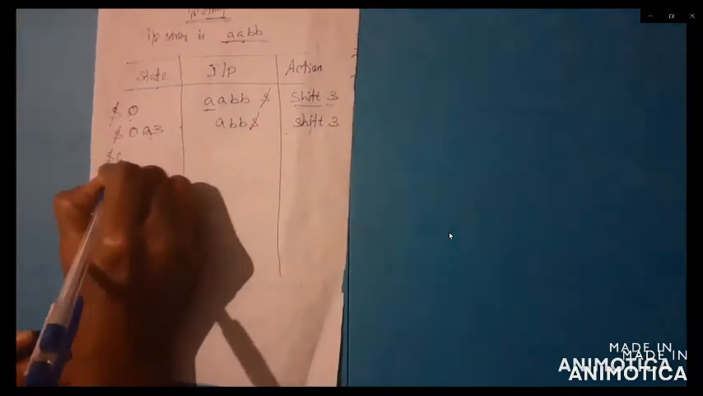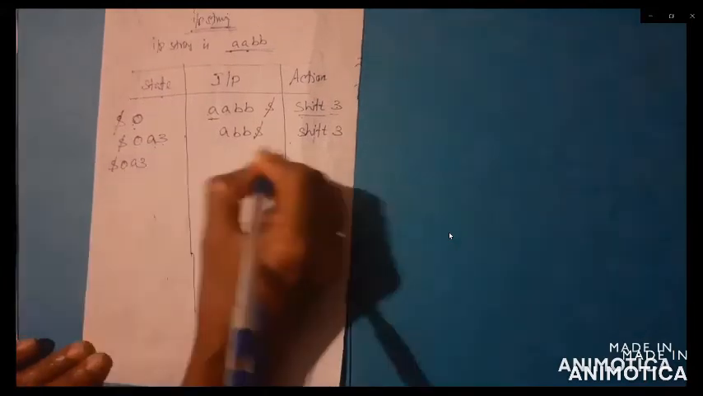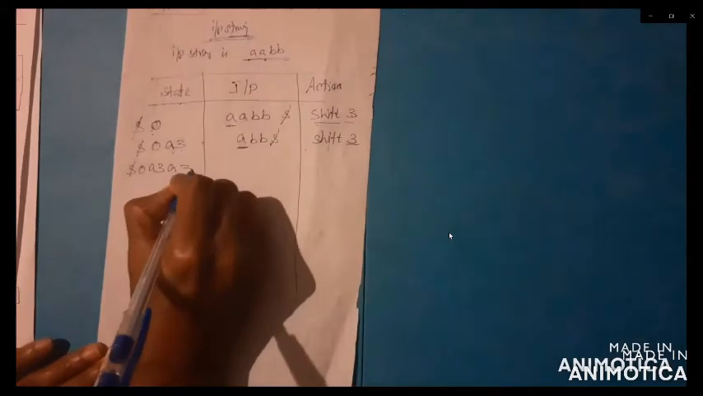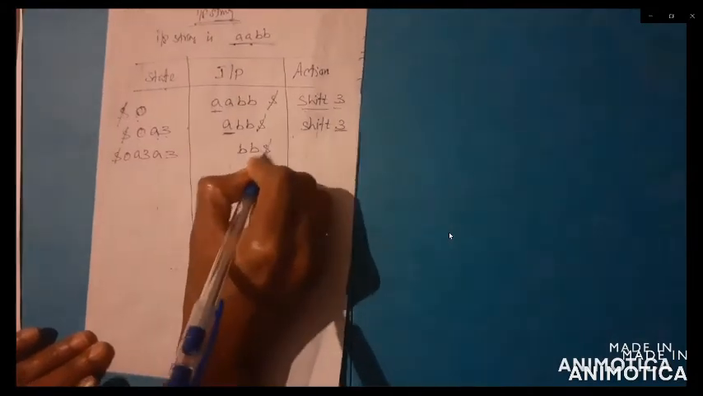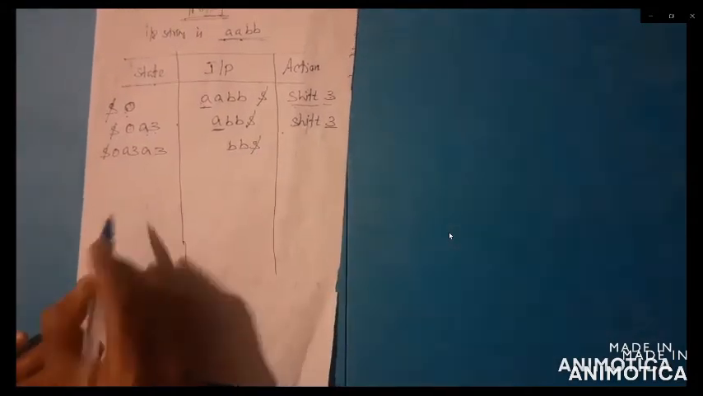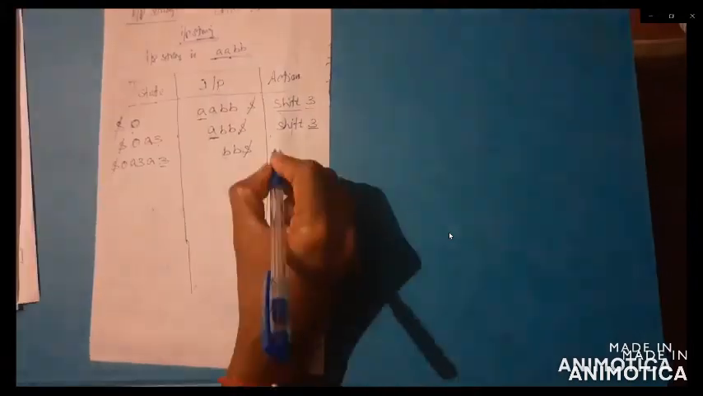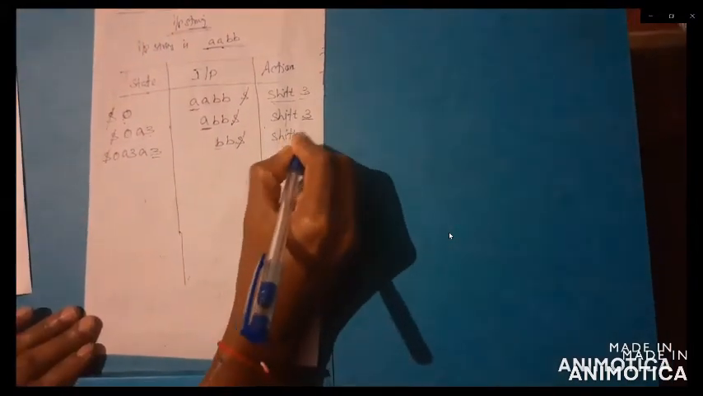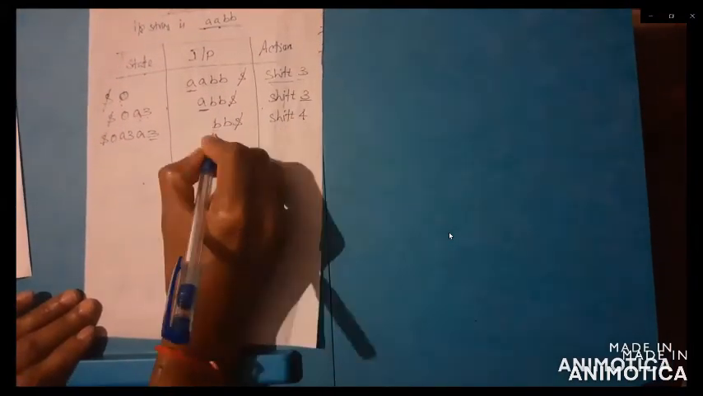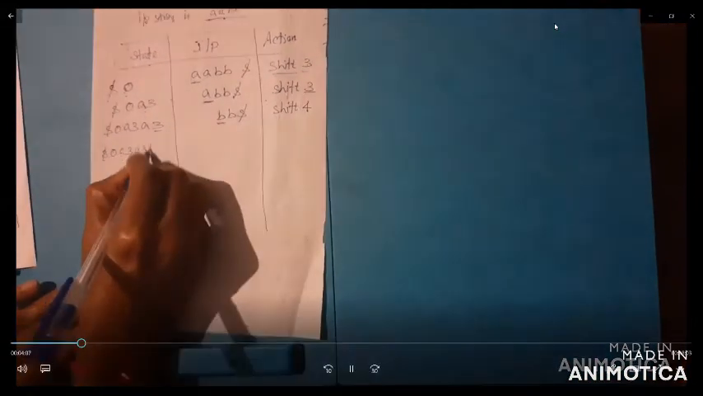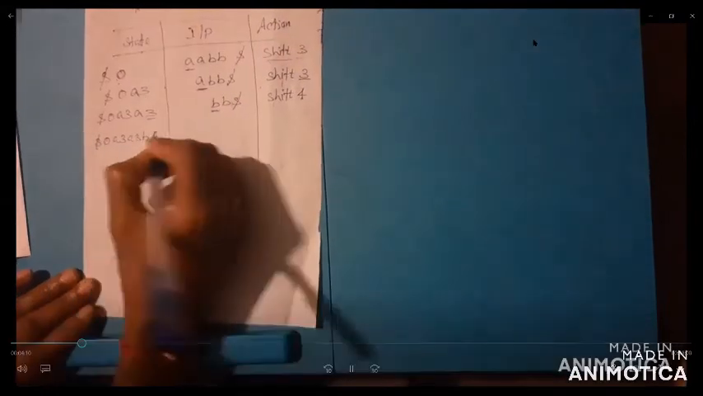So the stack is $0A3, and the input symbol A is shifted with state 3, leaving BB$. Next we check 3B. What is 3B? 3B is shift 4. The input B is shifted with state 4, leaving B$.